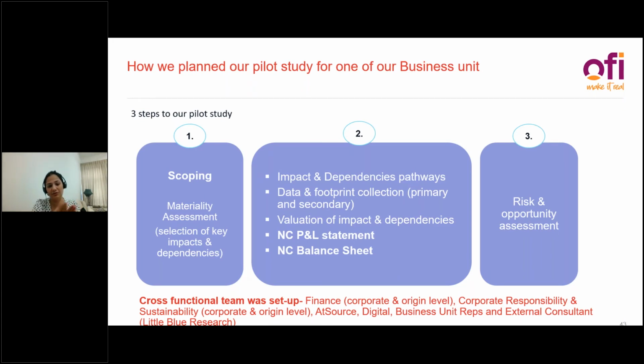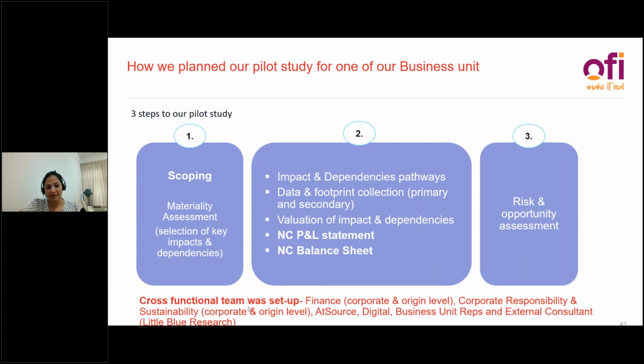We're doing a valuation, but going forward, from the valuation we put these numbers into the formats of P&L and balance sheet, and then try to identify what are the risks and opportunities. So that's how the P&L statement and the balance sheet came when we started working with the experts here, the external consultant, Little Blue Research, and Stephanie, who's another speaker today.